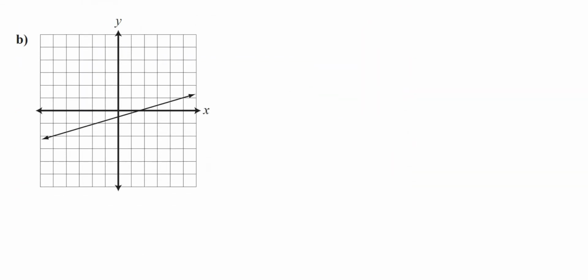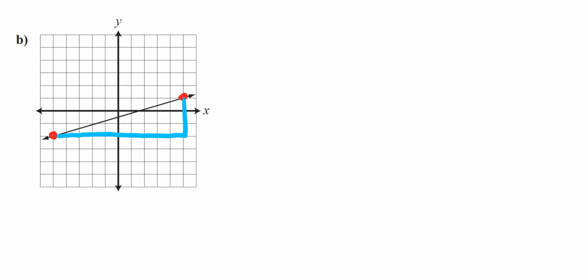Okay, let's move on to question 4b. We need to find the slope of this line. Once again, I recommend that you find two good points. So here is a good point right there. And let's go ahead and find another good point over here. Okay, and then after that, we should go ahead and construct a triangle. So here is my triangle.